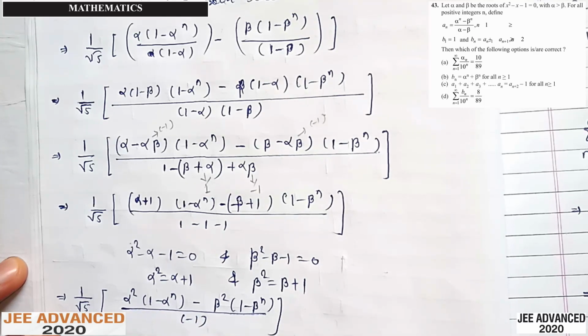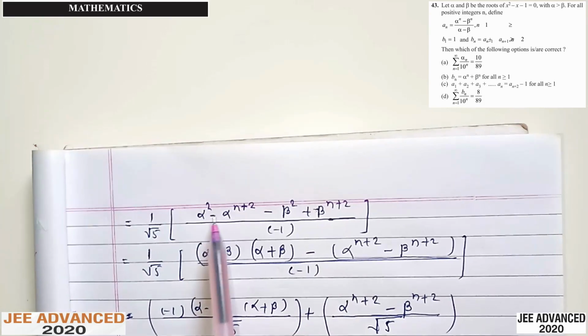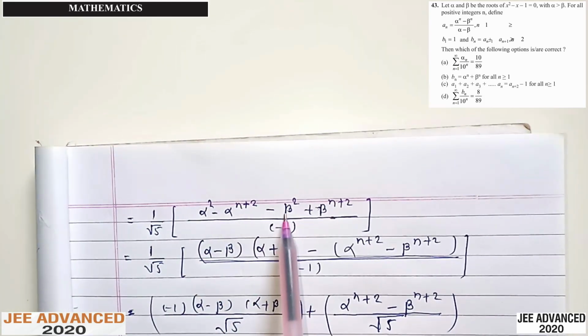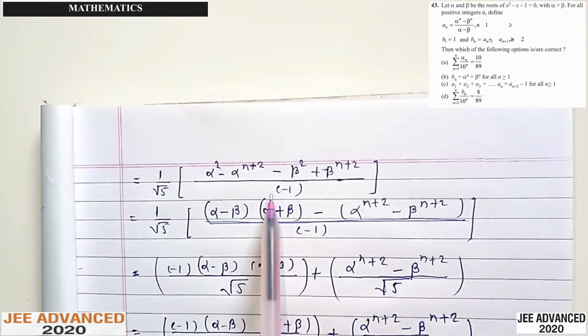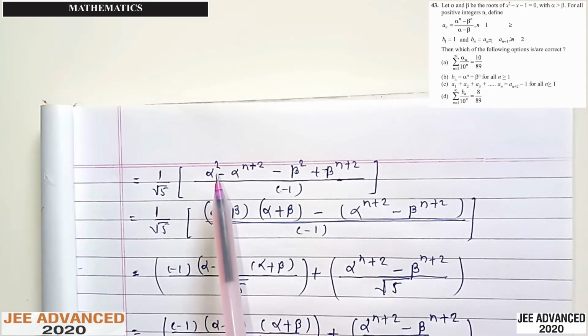So this is the next term here. Let's move for the further term. We will get the next term as alpha square minus alpha raised to n plus 2 minus beta square plus beta raised to n plus 2, upon minus 1. So 1 by root 5 as it is. Just go for expanding these terms.